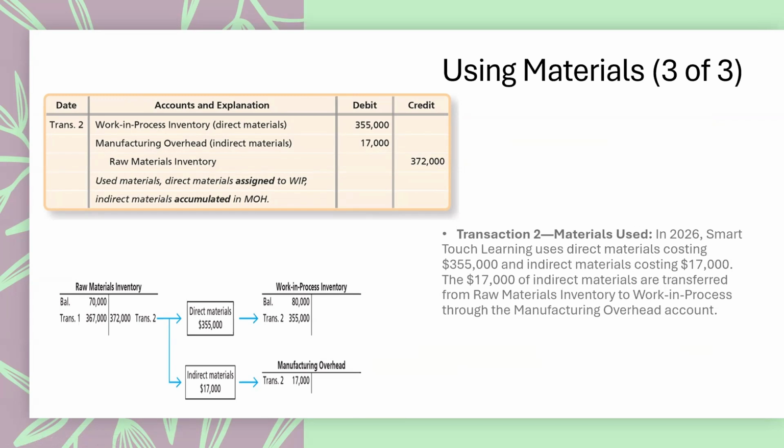Manufacturing overhead is a temporary account used to accumulate indirect production costs during the accounting period. Because it's a temporary account, it is classified as an equity account. And we will show how manufacturing overhead is adjusted later in this presentation.